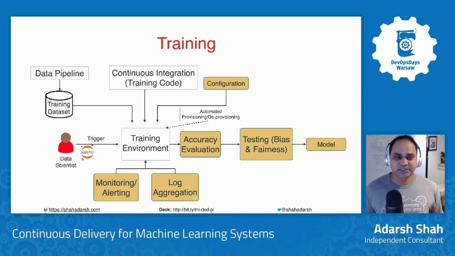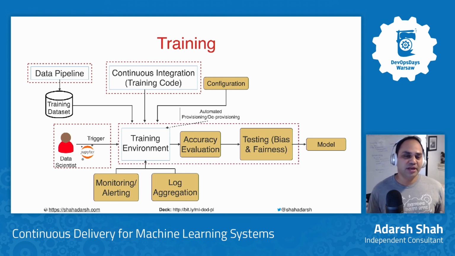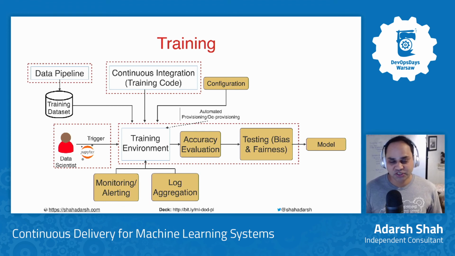Then the training process itself. So we've got the data pipeline, we've got the training code that feeds it, and data scientists trigger the training process. In cases where you need GPUs and high density cores, and they are expensive, if you automate provisioning and deprovisioning of your infrastructure, that'll help you save costs. So make sure that you add that.